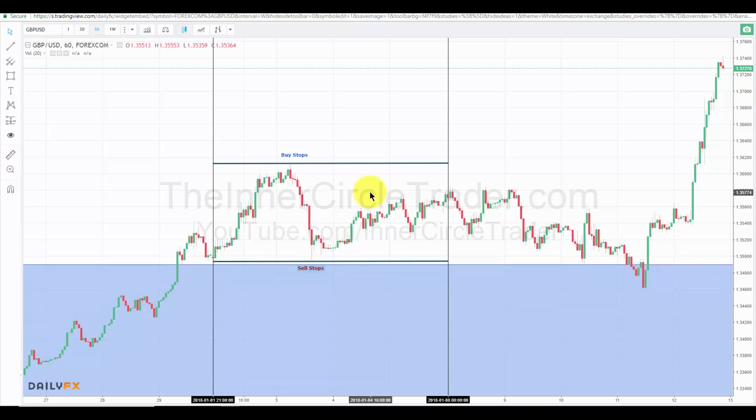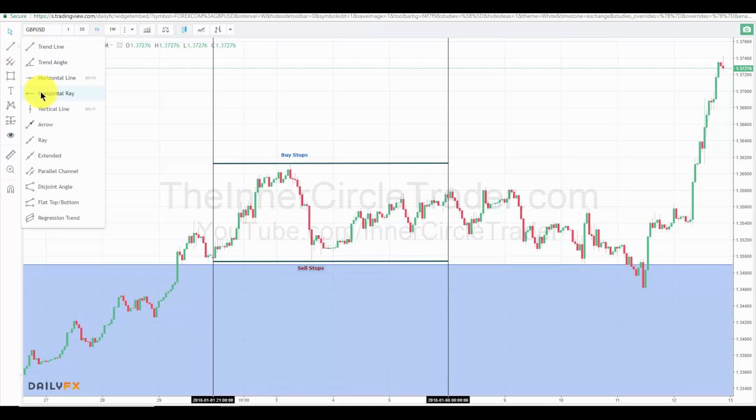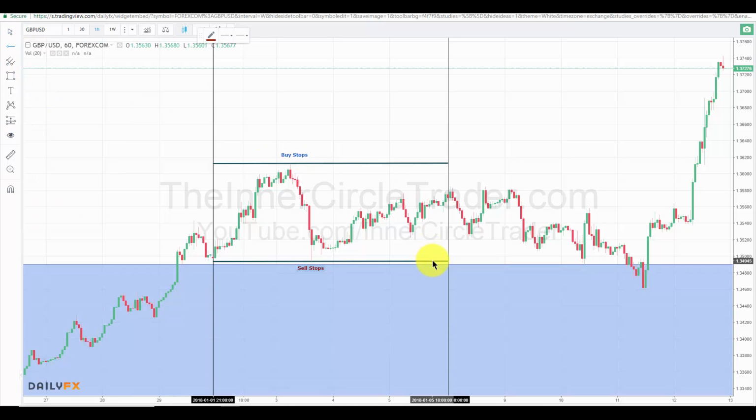I want you to think about it in terms of how price drops below this low here. I'm going to thicken it up a little bit. So we have our range, and price drops down below this initial week.